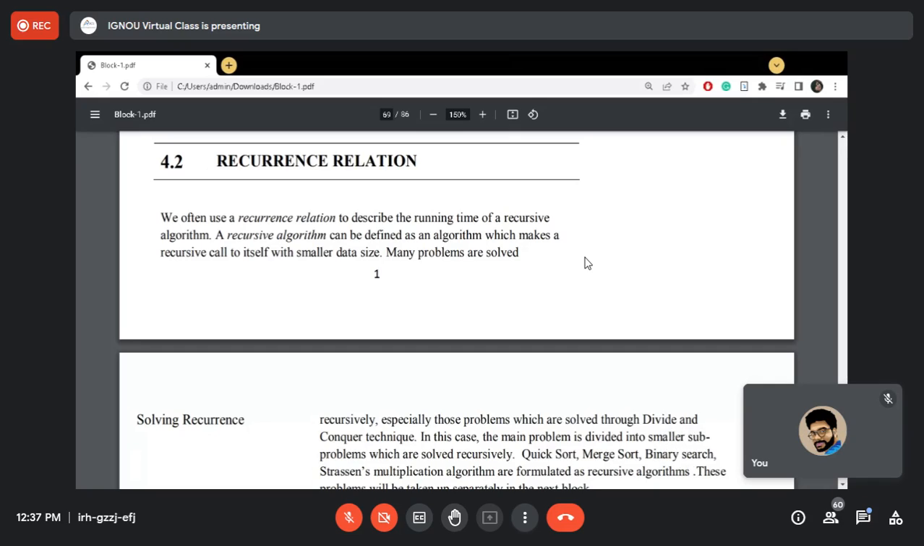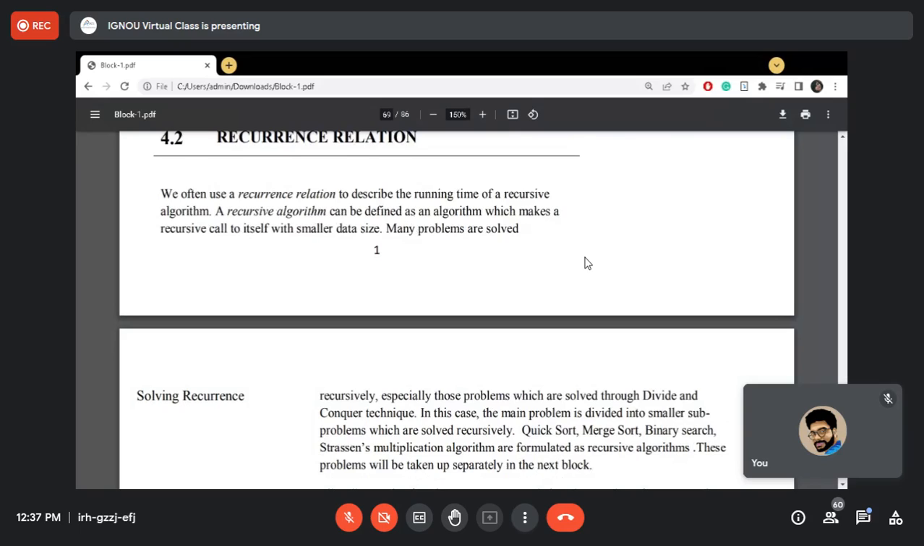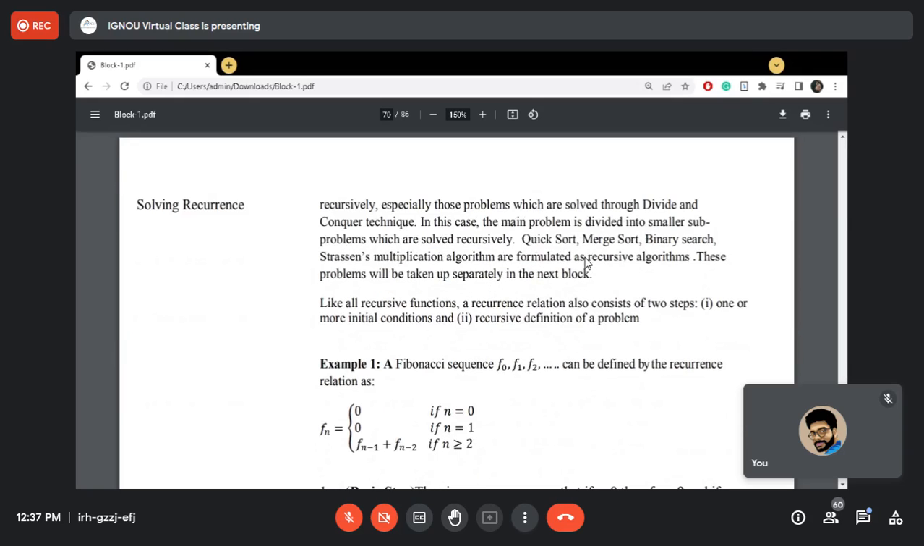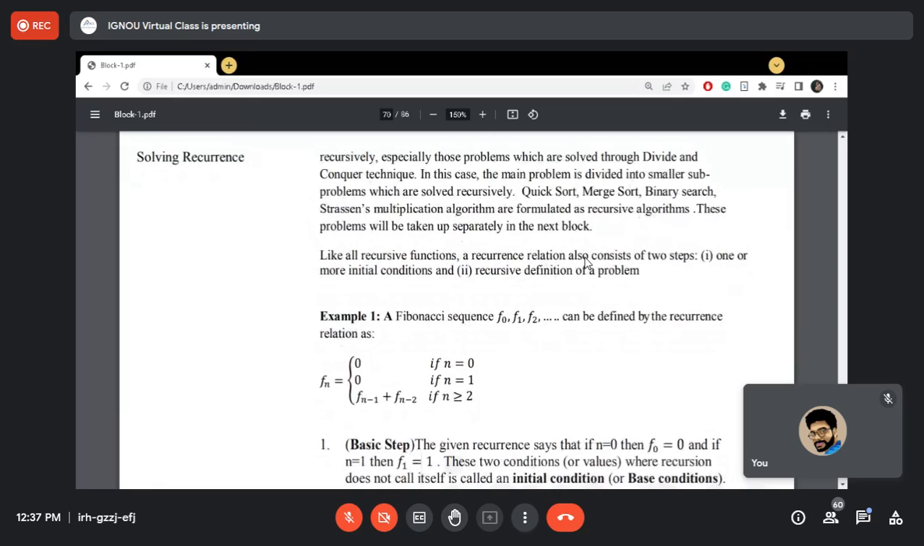So we always use recurrence to describe the running time. For a loop, we increase the number of lines also. Here is a single function that calls itself many times. That's why we are using a recurrence relation. A recursive function has two parts: one or more initial conditions and a recursive definition of the function.